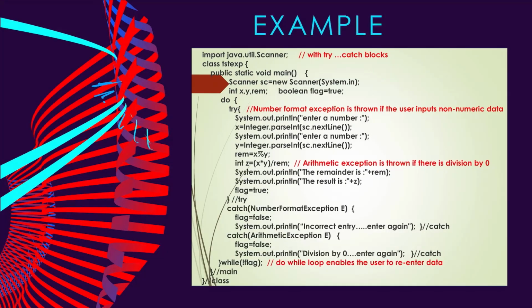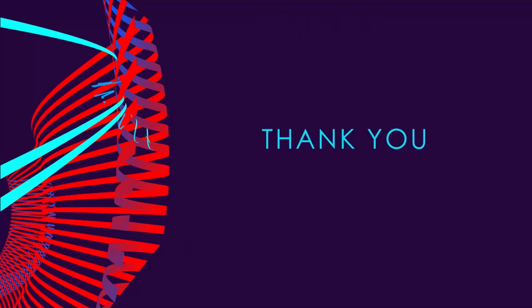Then we have another catch block, and inside its brackets it says ArithmeticException error. Now this will be thrown only if an arithmetic exception occurs. If division by 0 takes place, then the code inside this will execute: flag is equal to false, and it will print "division by 0, enter again," and with that our code comes to an end. So this was one basic example of code which uses try and catch block, and as you can see, it makes it much easier to read through. It makes it much easier to code as well. It's much more practical, and this is just one of the reasons why we use exception handling.